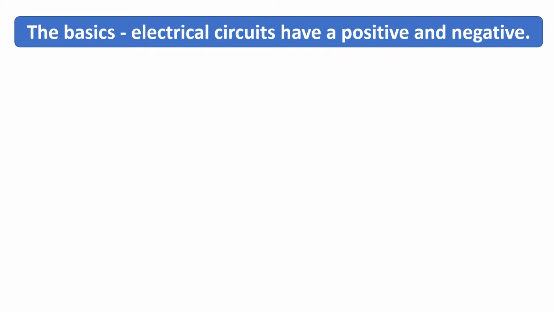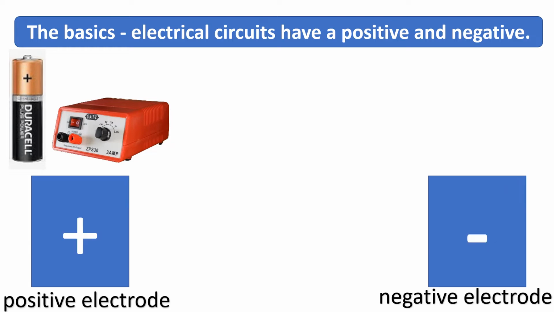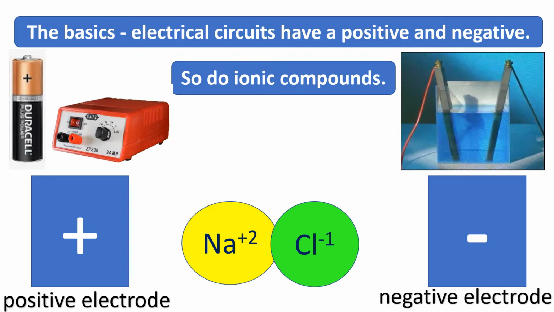So the basics. You should know electrical circuits have a positive and a negative element to them. So battery, positive side; power packs, positive port, negative port. There you go, that's my representation of those two sides, the positive electrode and the negative electrode. In electrolysis, it might look something like this. The colour of the wire is irrelevant. One of them is positive and one of them is negative. Okay, so electrical circuits have positive and negative, and so do ionic compounds.